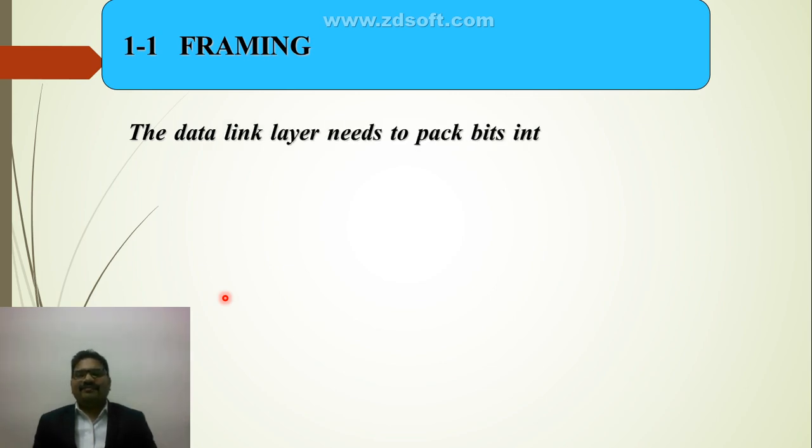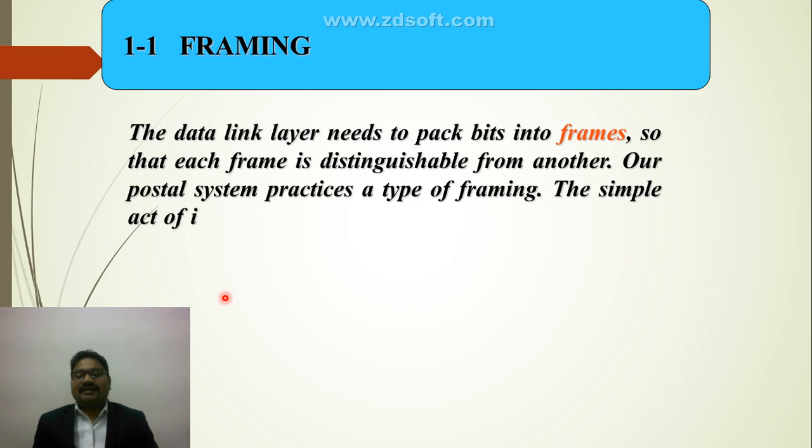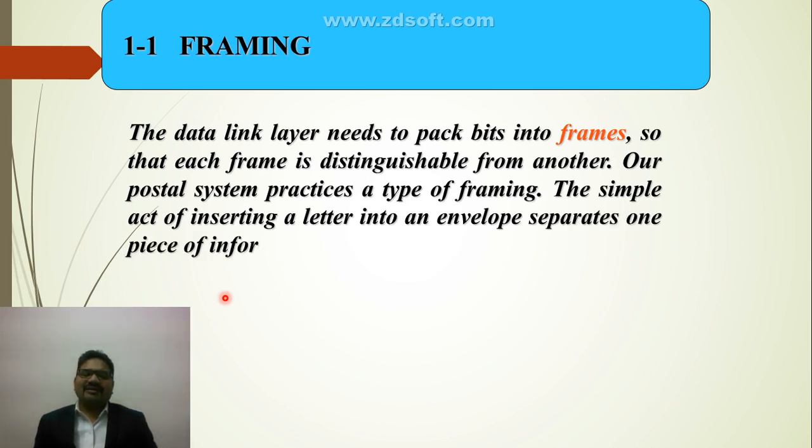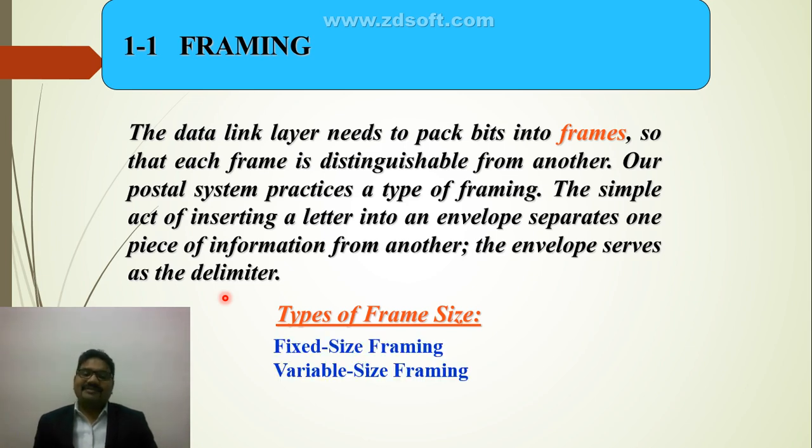The data link layer needs to pack bits into frames so that each frame is distinguishable from another. Our postal system practices the same type of framing. It is a simple act of inserting a letter into an envelope, which separates one piece of information from another. And this envelope serves as the delimiter. And then what are the types of frames? It means frame size, that is fixed size framing and variable size framing.